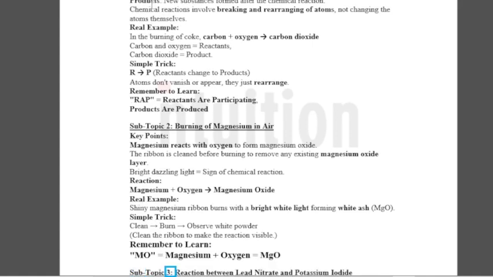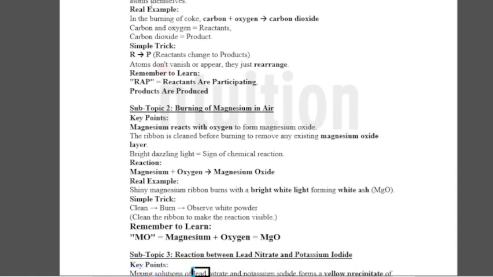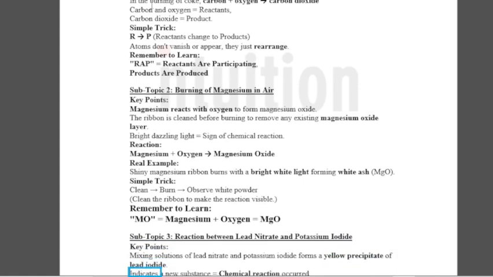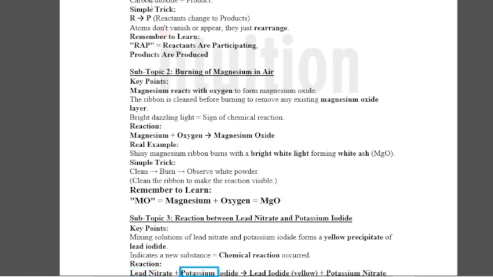Subtopic 3: Reaction between lead nitrate and potassium iodide. Key points. Mixing solutions of lead nitrate and potassium iodide forms a yellow precipitate of lead iodide. This indicates a new substance is formed, meaning a chemical reaction occurred. Reaction: lead nitrate plus potassium iodide gives lead iodide, yellow, plus potassium nitrate.